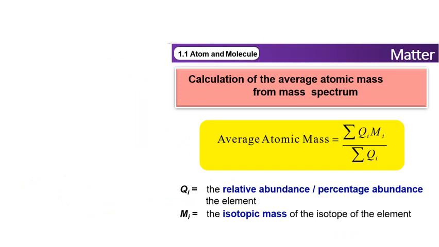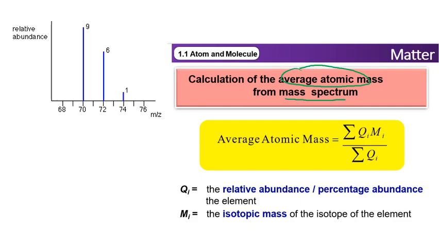Now let's look at one example of how we calculate the average atomic mass based on the mass spectrum. This is the mass spectrum that we carried forward from the previous slide. To calculate the average atomic mass, we have the formula, which I always say is ΣKiMi over ΣKi.